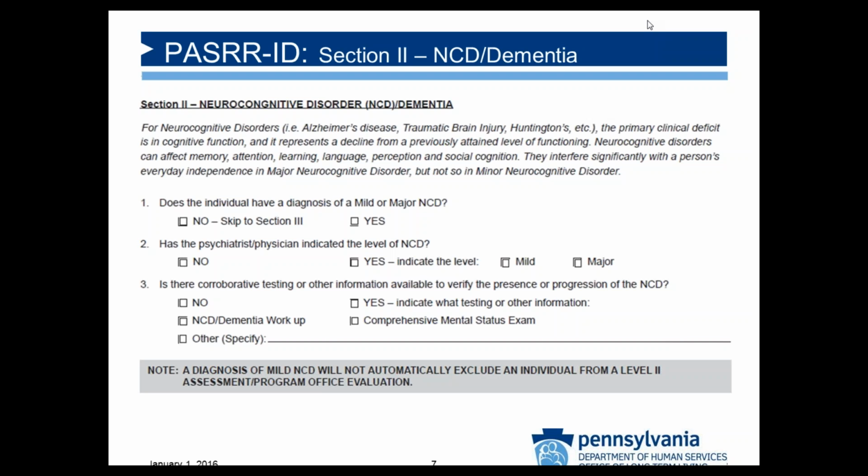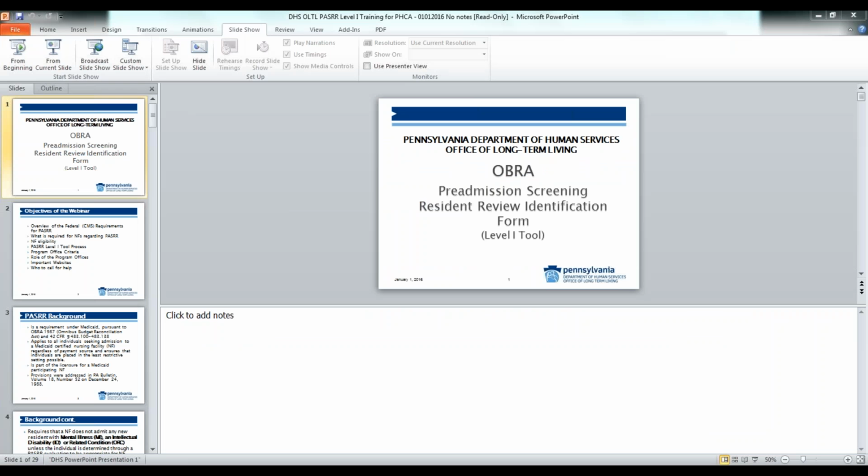And if a person has a major neurocognitive disorder, those are the folks that are going to be a regular admission. If you have a major neurocognitive disorder, you will most likely not have to go through the level 2 process for those folks.